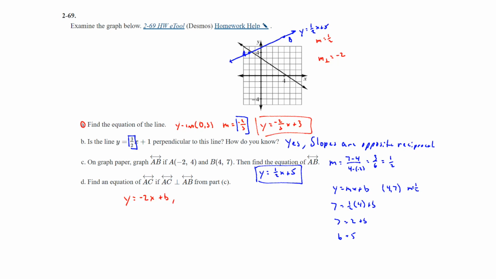And then once again, I'll just put b as a real number. So it can be any number. And I think that answers the last part of question 69.